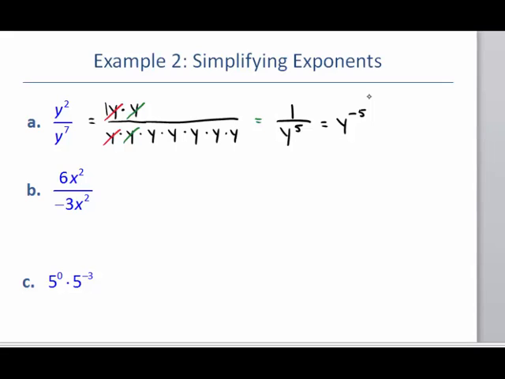All right, so let's look at part B. So part B says 6x squared over negative 3x squared. And again, let's expand this out. So 6x squared is 6 and 2 x's. And negative 3x squared is negative 3 times x times x. And so look at what cancels here. You have an x in the top and an x in the bottom. You have another one that'll cancel. And so actually all of your x's go away, and you're left with 6 over negative 3, which we know reduces to negative 2.